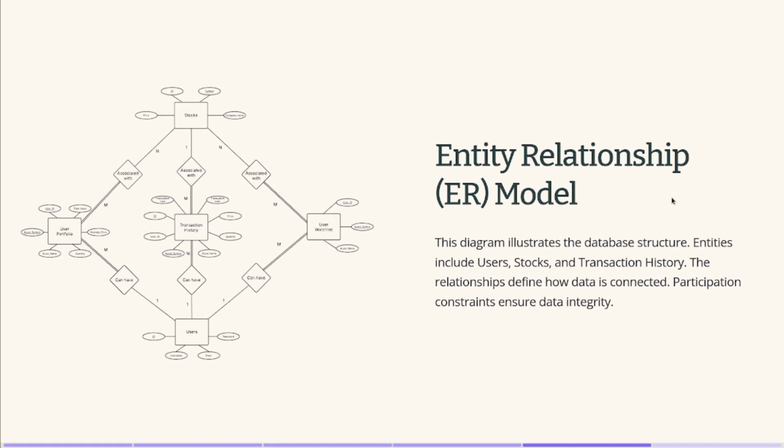Now we have seen the entities. Now let's see the relationships between these entities. First, user and user portfolio. The relationship is a one-to-many relationship. And why is it a one-to-many relationship? Because each and every user can have multiple buys and sells of different stocks. So it is the many side in user portfolio, but each and every buy or sell must be associated with only one user. So it is the one side on the user.